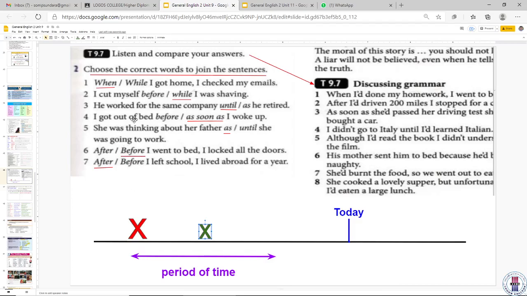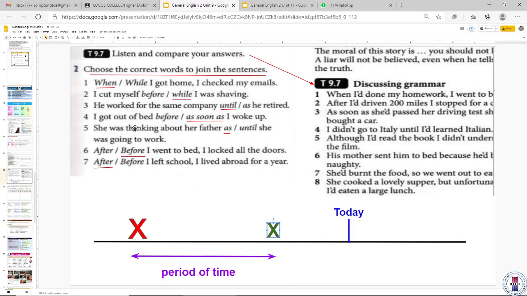Number 3, he worked for the same company until he retired. All right. Until, that's also a period of time. Right. So what happened first? Here, he worked for the company. He started working for the company. Right. And then he retired. So let's say this right here is him working, work, retired. So that's green X has to be right there. Because now he's done. He's retired.